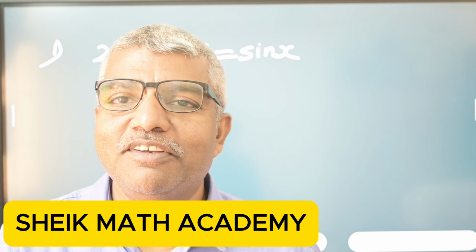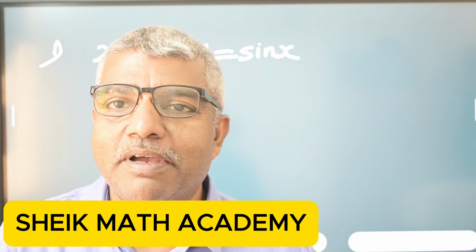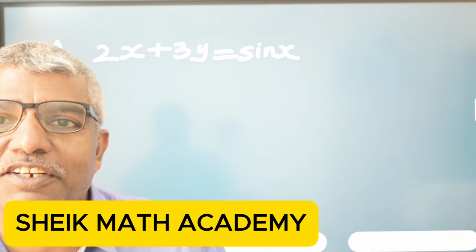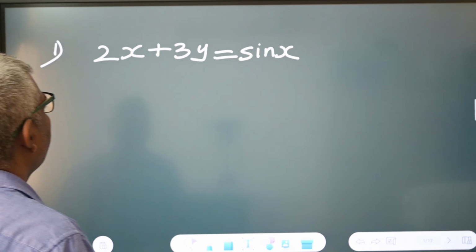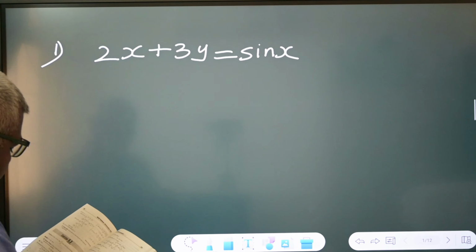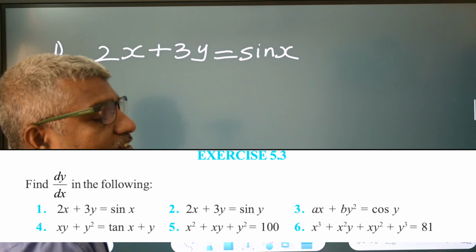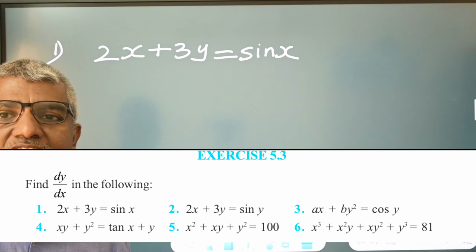In this lesson, we are going to see CBSE Grade 12 Maths Exercise 5.3, questions 1 to 6. Look at the question. Question number 1: 2x plus 3y equal to sin x. Find dy by dx.